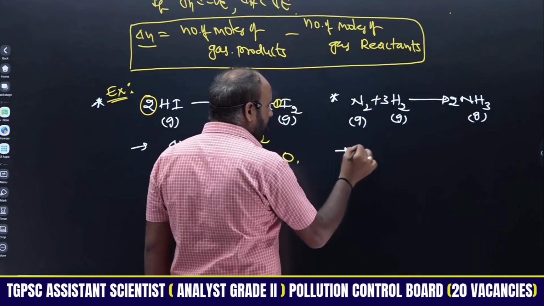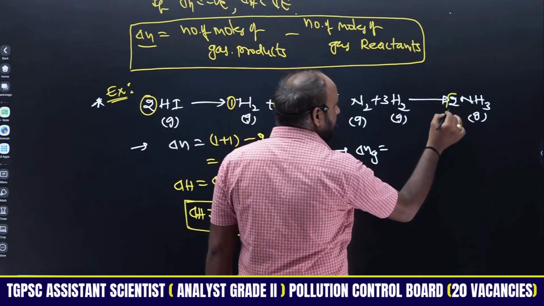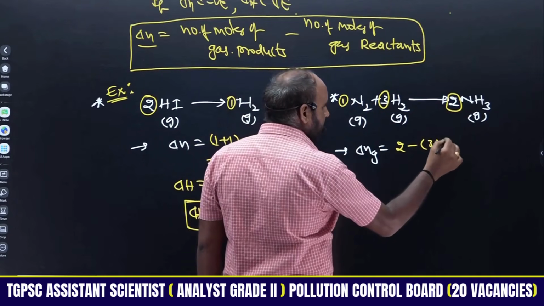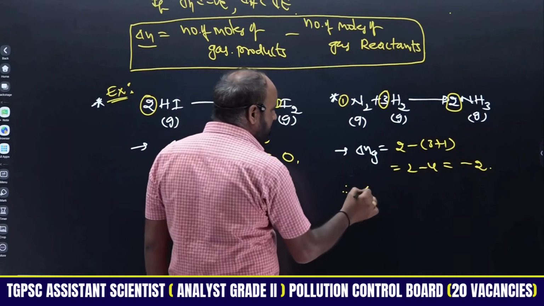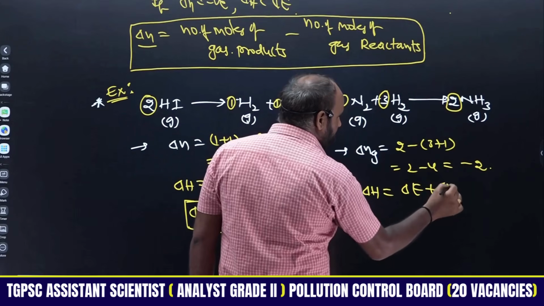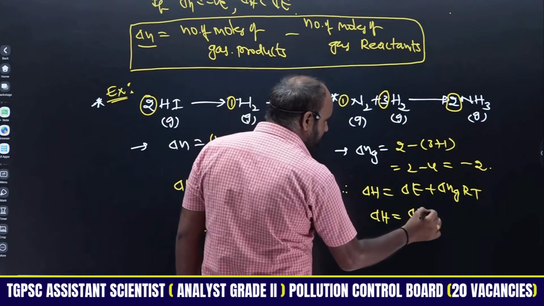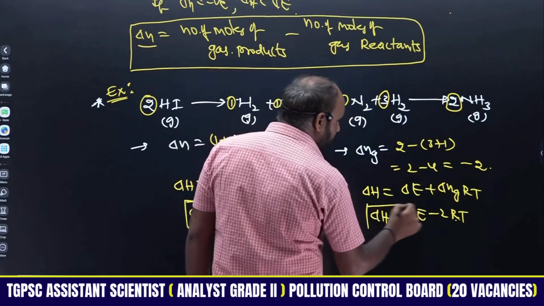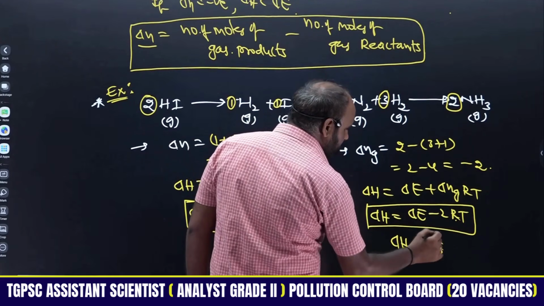So therefore here we have to calculate delta Ng. Delta Ng means what are the number of moles of products? Number of moles of products will be 2. Number of moles of reactants will be 3 and here will be 1. Therefore 2 minus 3 plus 1, that is 2 minus 4, that is minus 2. Delta Ng is minus 2. Therefore what is the relation? Delta H is equal to delta E plus delta Ng RT. Delta Ng is minus 2, so delta H is equal to delta E minus 2 RT, right? Some value we are removing from this, so hence delta H is less than delta E. This is the relation we will get.